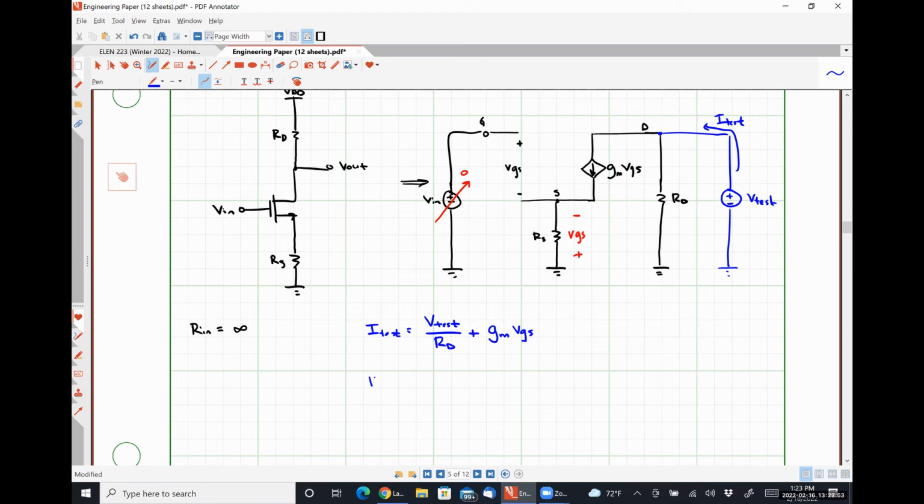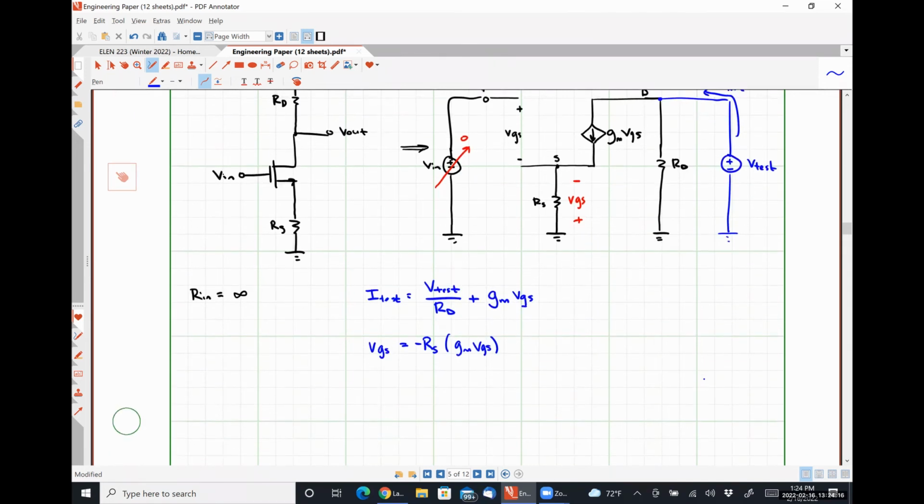VGS, let's see what falls out of this thing. VGS is going to be equal to RS times GM VGS times a factor of -1. Well, that's just going to give me 1 is equal to, so that relationship doesn't help. Okay, well, that's a bit of a pain. What else can we do here?